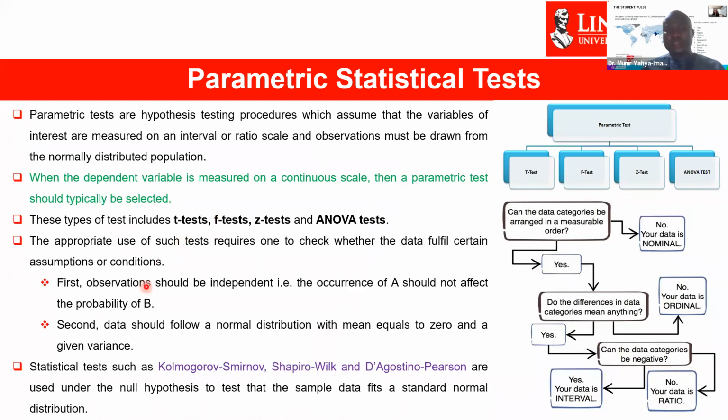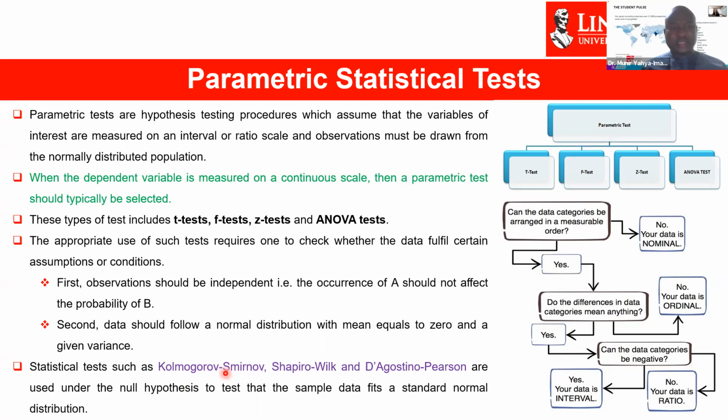First, observations should be independent. That is, the occurrence of A should not affect the probability of B. The second condition is that data should follow a normal distribution with mean equal to zero and a given variance. Tests such as the KS, Kolmogorov-Smirnov test, or Shapiro-Wilk and D'Agostino-Pearson are used under the null hypothesis to test that the sample data fit a standard normal distribution.